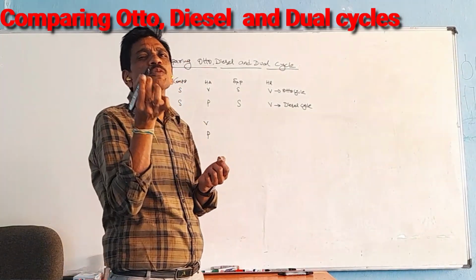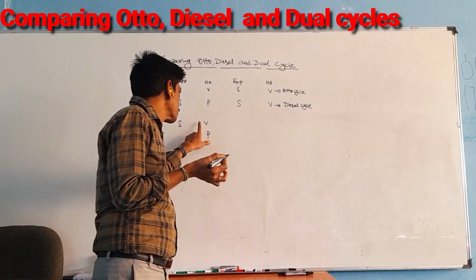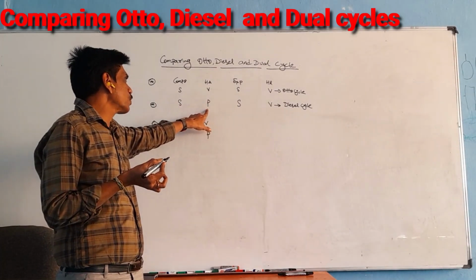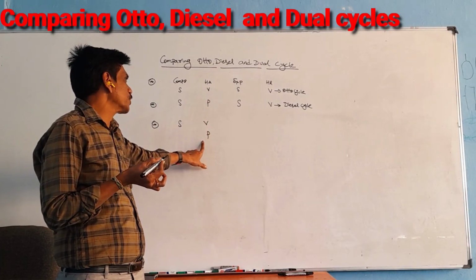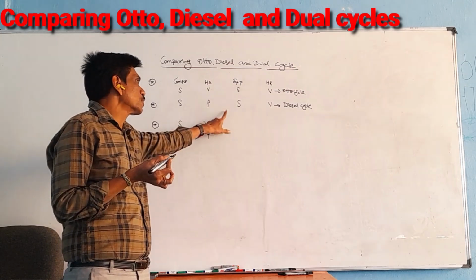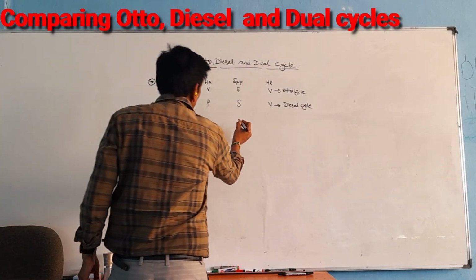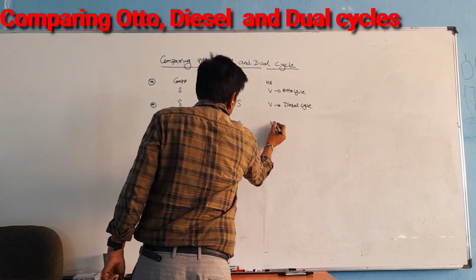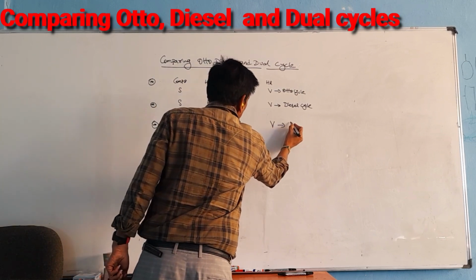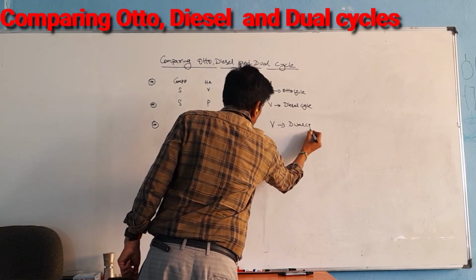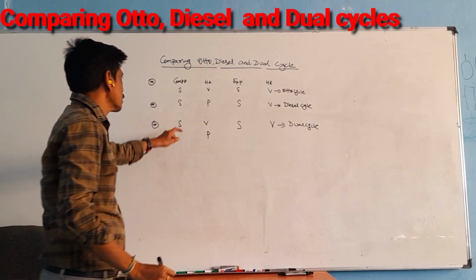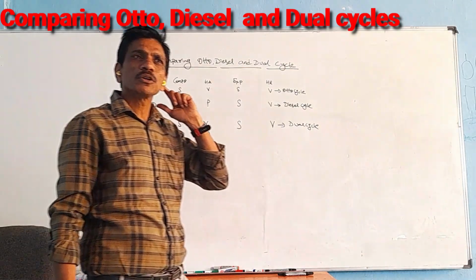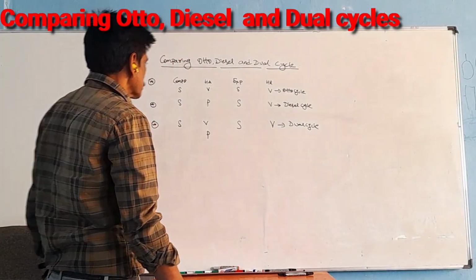So in order to optimize this, such cycles were introduced. Both constant volume and constant pressure are maintained in the dual cycle. And the expansion occurs similar to the previous, isentropic, and the heat rejection is at constant volume. These are the sequence of operations occurring in the dual cycle. So SVP is the code you can remember for the dual cycle.